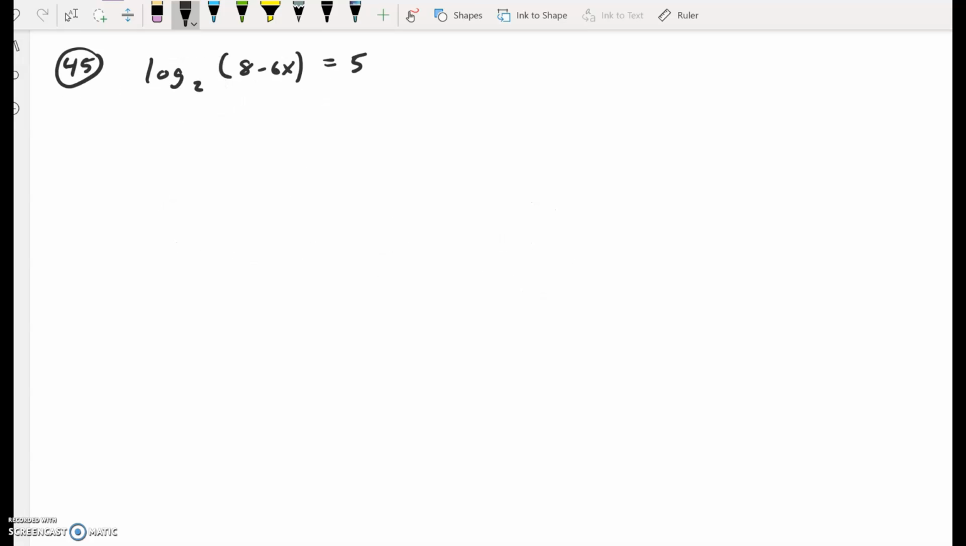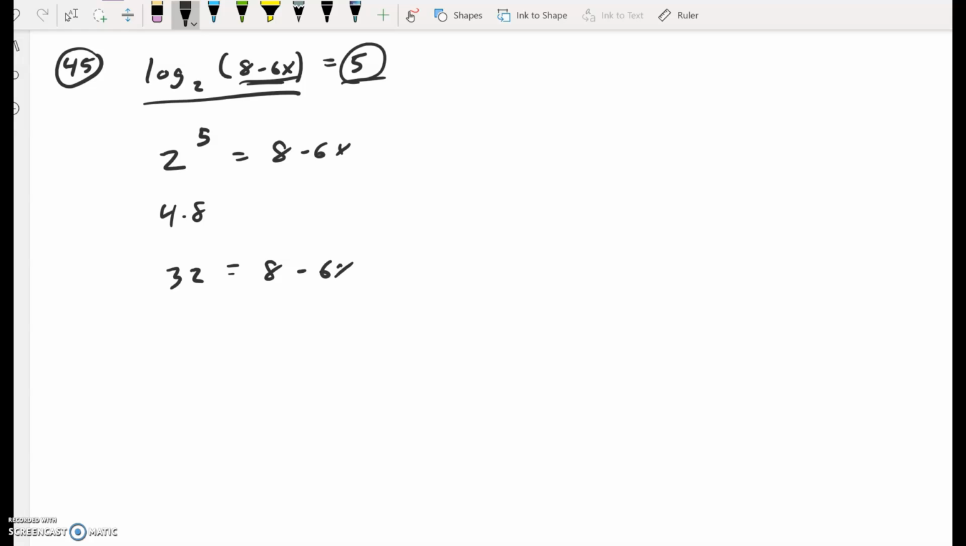And to solve this equation, it's a good idea to turn it into an exponential equation and look at it. So we have a base of 2 raised to this exponent. Remember, a logarithm is an exponent, equals this result. But 2 to the 5th power, that's 4 times 8. That's 32 equals 8 minus 6x. So subtracting 8 from both sides, 24 equals -6x. Dividing both sides by -6, we have x equals -4.